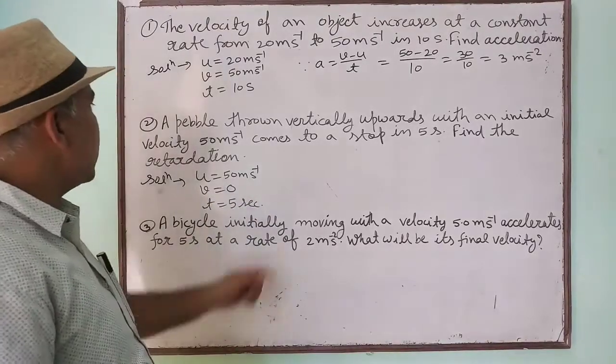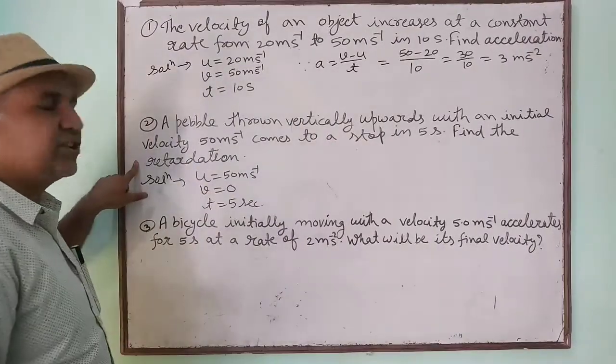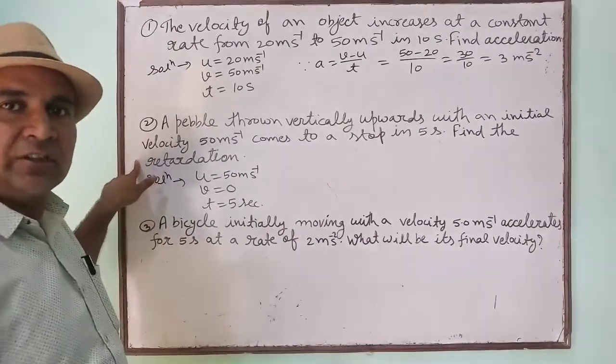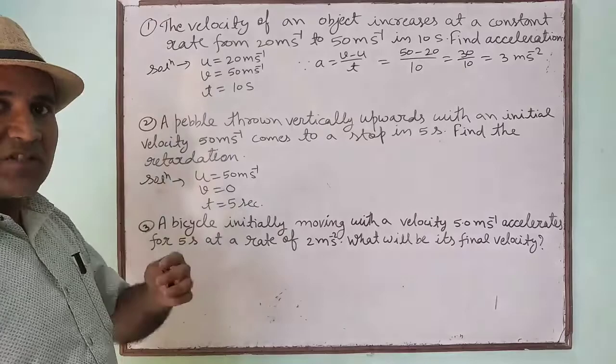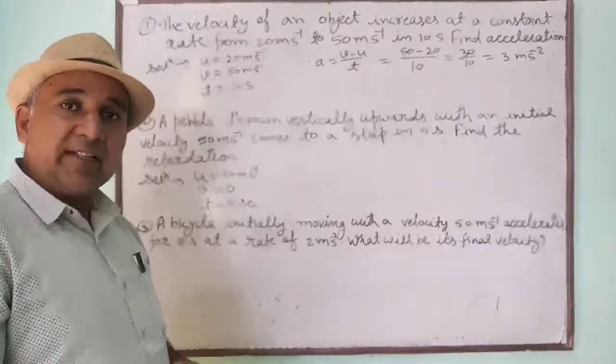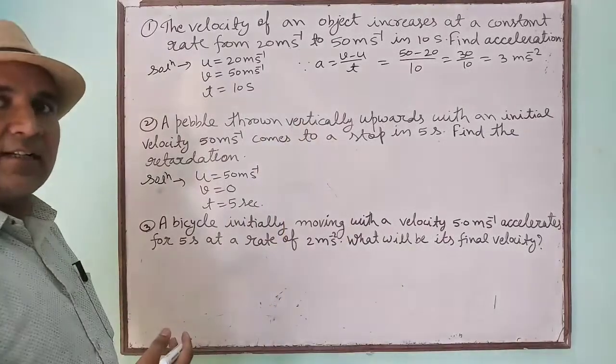Time is 5 seconds. Then find the retardation. Children, retardation is also acceleration. The difference is, in the case of acceleration, the velocity increases. But in the case of retardation, the velocity decreases.